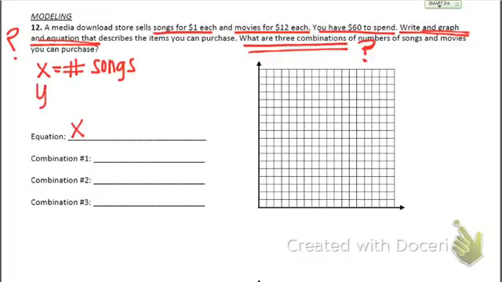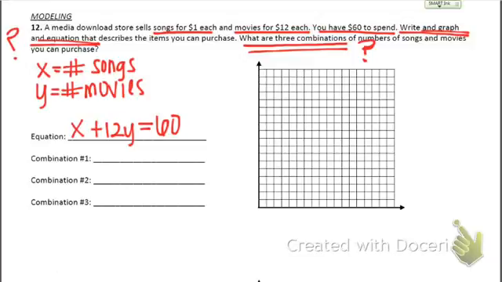So if Y is the number of movies, what would I multiply Y by to get the total cost of movies? By 12. So X plus 12Y. And I want that to equal how much? 60, because I have $60 to spend. So this is in standard form, right? So we can figure out the X and the Y intercepts from this using your T-table.